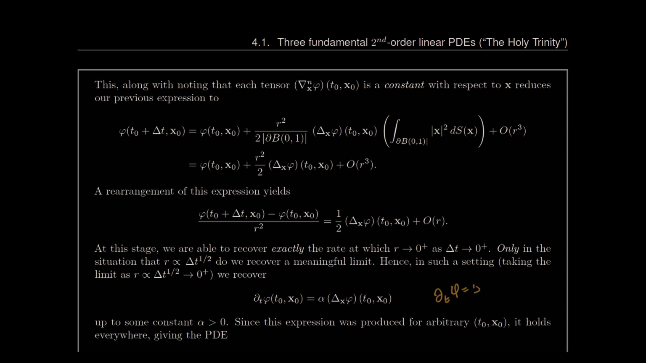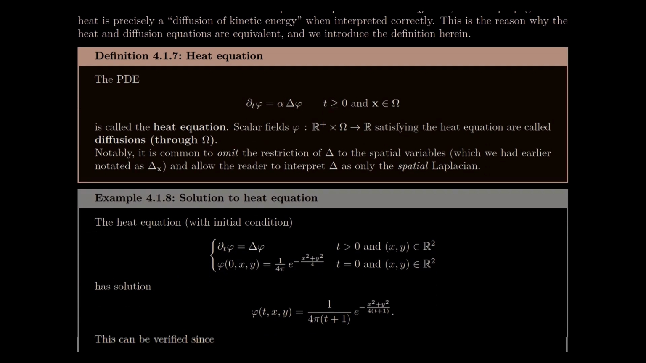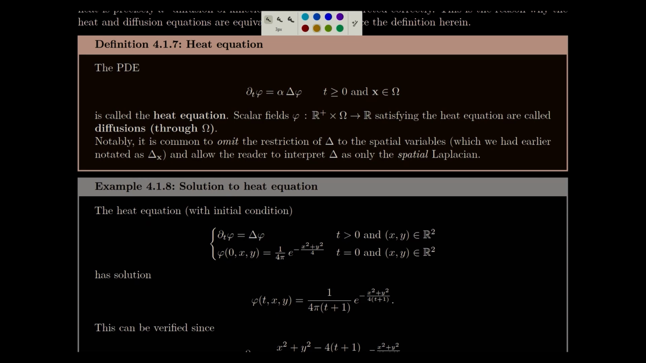Partial t of phi is delta phi. That's going to be both diffusion and heat. So there I've got the definition of the heat equation. The PDE partial t of phi is alpha Laplacian of phi. And you'll notice that I've dropped the dependence on x there. You should be clever enough every time you see the heat equation to know that that delta is only referring to derivatives in the spatial directions. But a lot of times it's stated without putting a sub x next to the Laplacian.